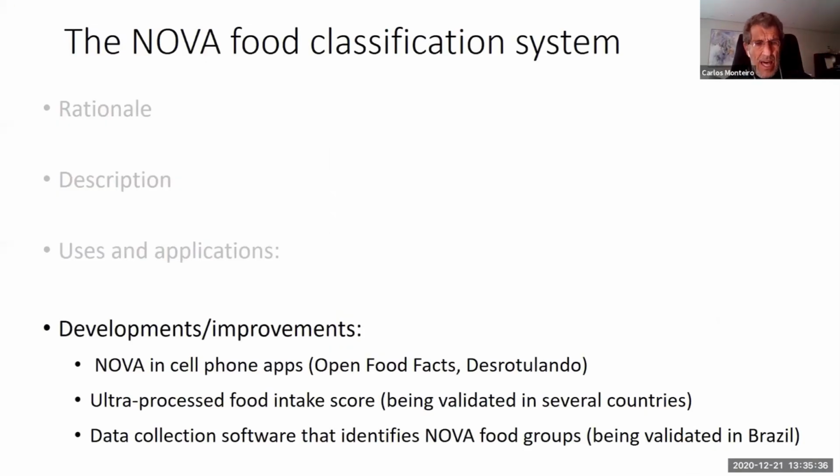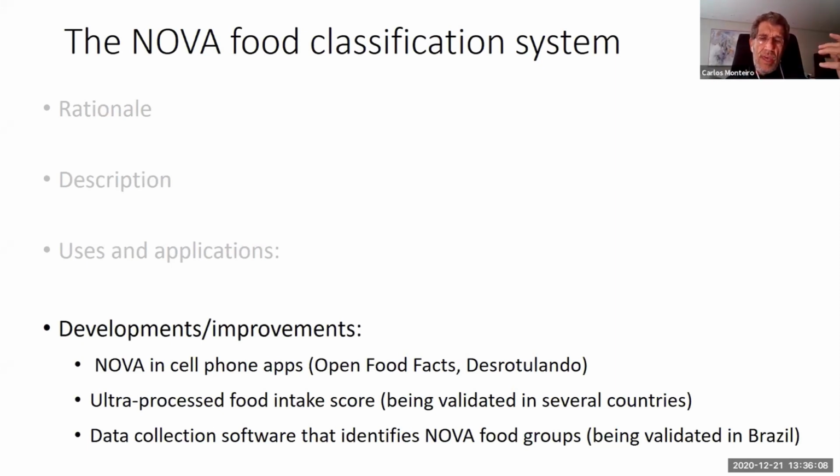I'm approaching the end of my presentation, but before finishing, I want to say that NOVA is being developed, it's being improved. Three developments are important here. One is that NOVA is now in cell phone apps. Open Food Facts in France, and Rotulando is another app in Brazil. With the barcodes, consumers can classify the foods according to NOVA.